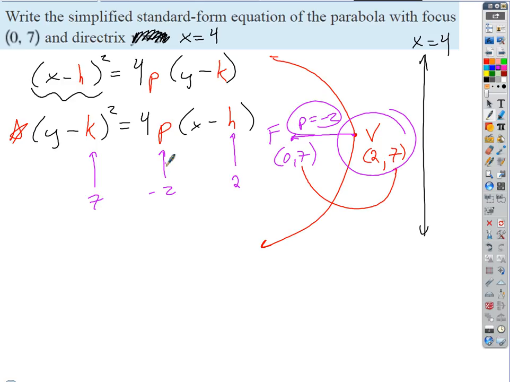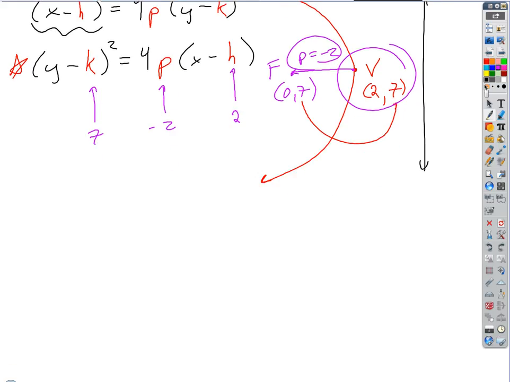So what's our answer look like then for this one? If we want to write it in standard form, that's going to give us (y minus 7) squared equals, what's that number going to be? Negative 8 times (x minus positive 2). That's it. Okay, make sense? Okay. All right, next kind.